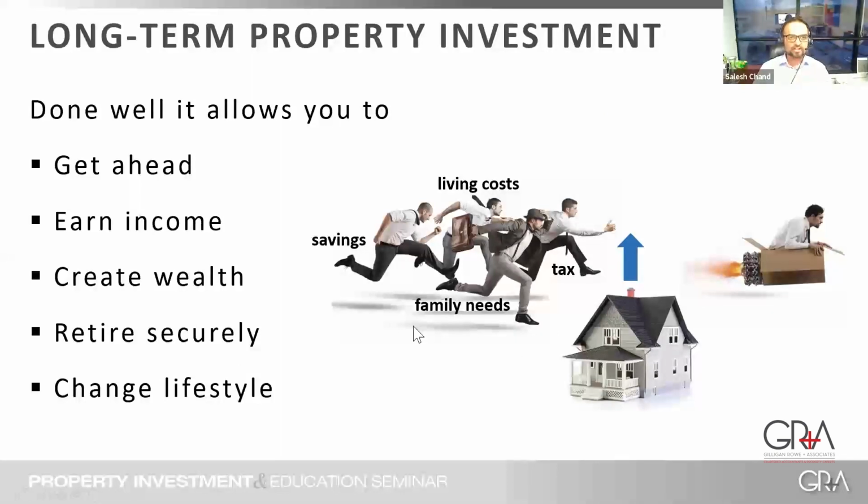So the solution is long-term property investing. If it's done well, if you invest in properties well, you get ahead in your life, so you're not chasing your own tail. You earn passive income from property investing, on top of your normal working income. You create wealth that you can pass down to your kids and your grandkids, intergenerational wealth. And you can retire successfully, securely and happily. You don't need to worry.